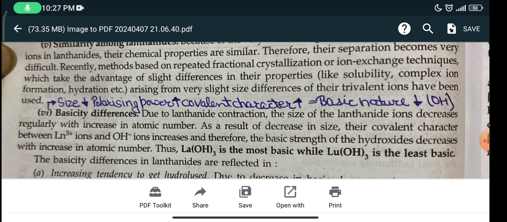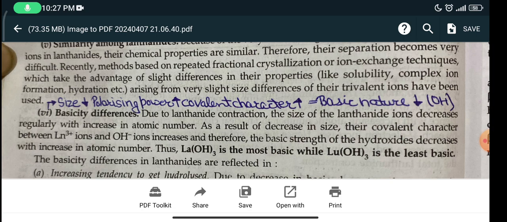Basicity differences. Due to the lanthanide contraction, the size of the lanthanide ion decreases regularly with increase in the atomic number. As a result of the decrease in size, the covalent character between the ions and the OH negative ion increases, and therefore the basic strength of the hydroxide decreases with increase in the atomic number. LaOH3 is the most basic while LuOH3 is the least basic.